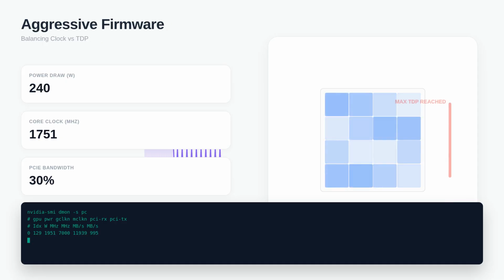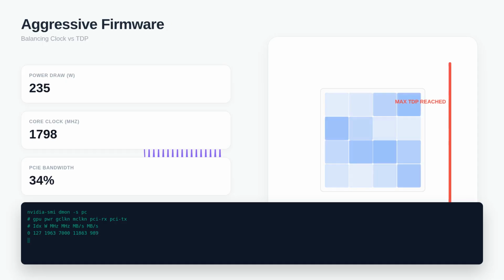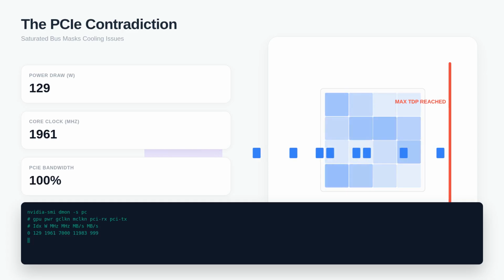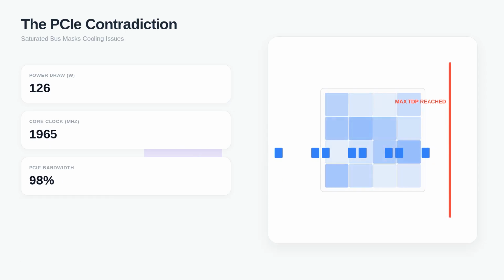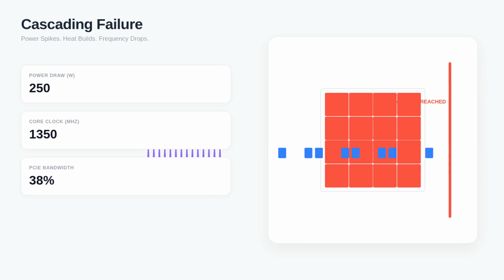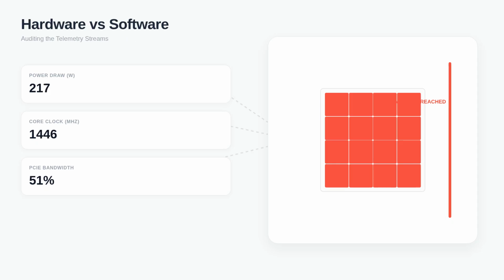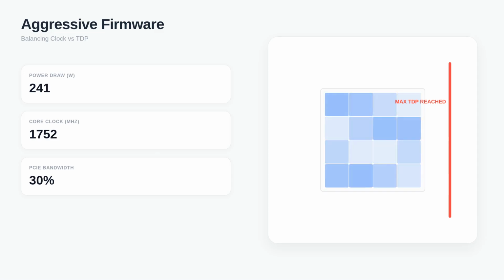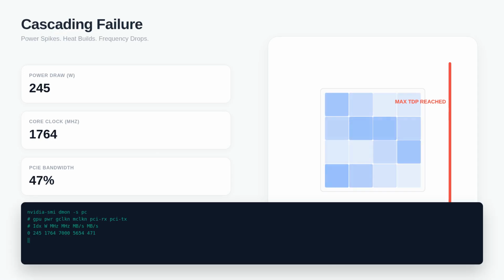This is especially common in compact dev kits or multi-accelerator rigs where the total system draw is capped. But here is the contradiction sometimes. A saturated PCI bus actually lowers your power draw because the cores are waiting, which masks a cooling problem. When the bus finally clears and data floods in, the power spikes, the heat builds instantly, and the frequency drops. It's a cascading failure of throughput. Auditing this requires correlating three distinct data streams: PCI bandwidth, core clock frequency, and power draw. If these three don't move in harmony, your hardware configuration is fighting your software.